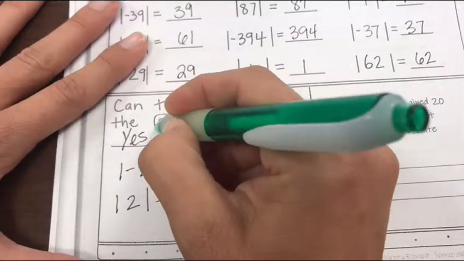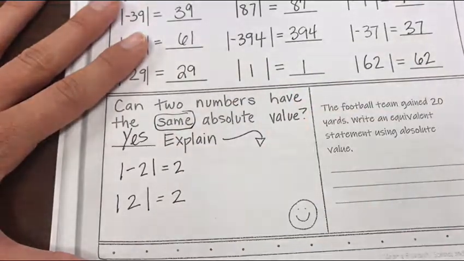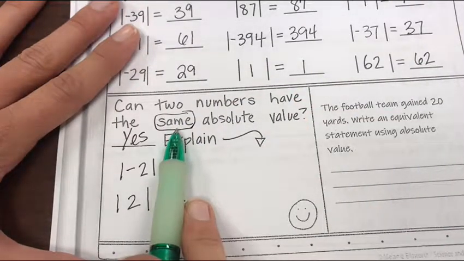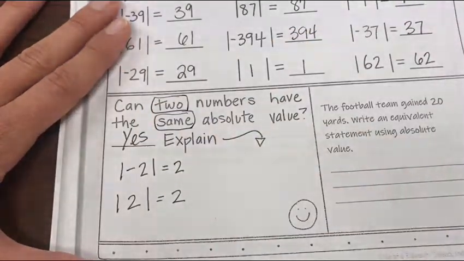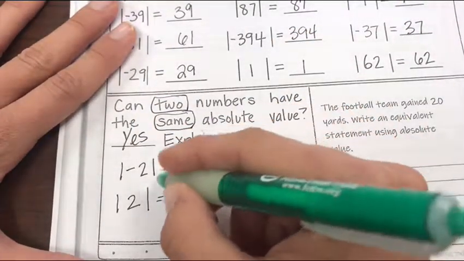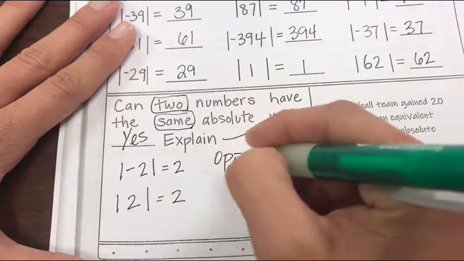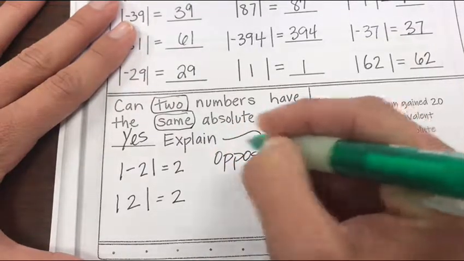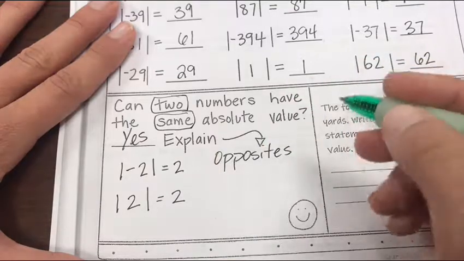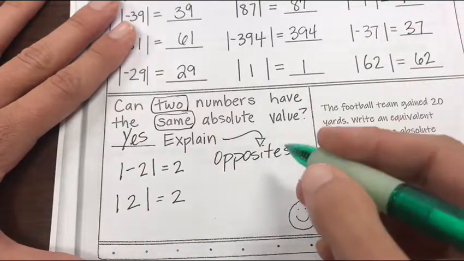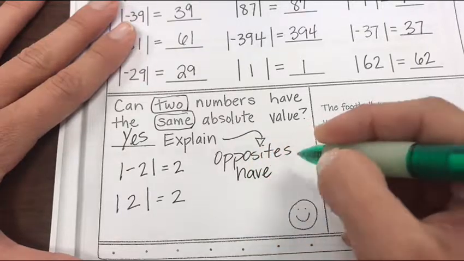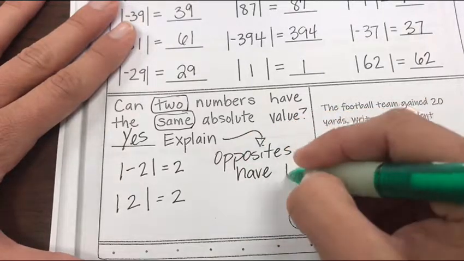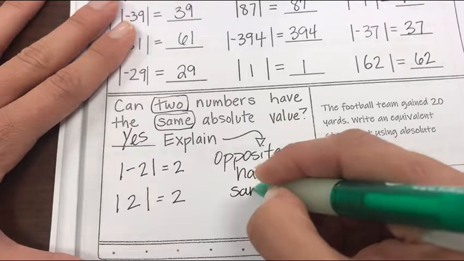All right, this is going to be a fill-in-the-blank answer on your homework. So we're going to explain this, that it's opposites. It's those opposites. It's negative 2 and 2, or 1 and negative 1 that have the same absolute value as each other. So opposites have the same absolute value.